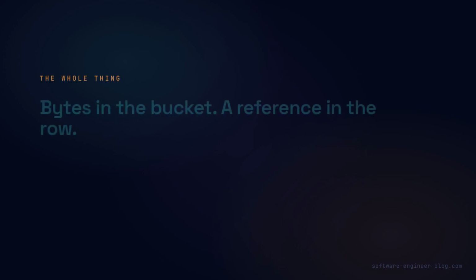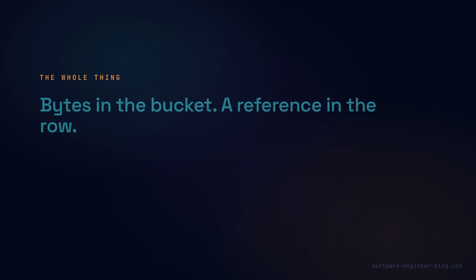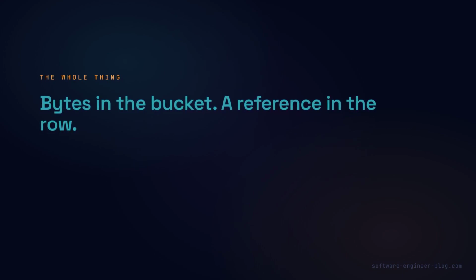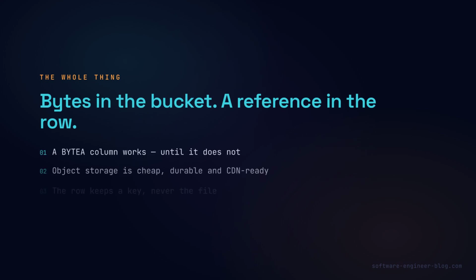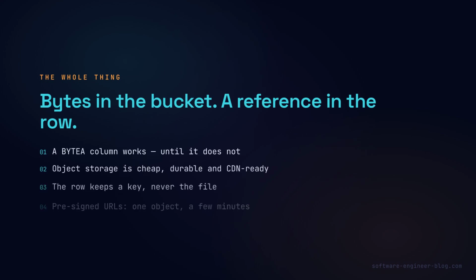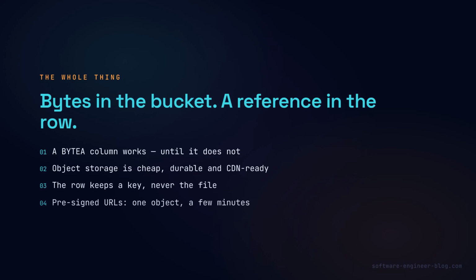A binary column in the database works, and it keeps working, right up until it does not. Object storage is cheap, extremely durable, and sits behind a content delivery network. The database keeps a key, a short reference, never the file itself. And pre-signed URLs are how you serve a private bucket. One object, a few minutes, signed by your server. Bytes in the bucket, reference in the row, signed links in between.